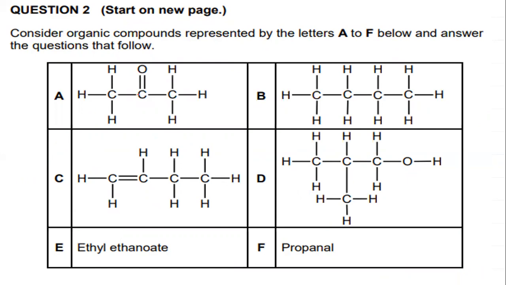So now, they say consider the organic compounds represented by A to F. Okay, so A to F, you can see it's a ketone, it's a butane. It's an alkane. This one is an alkene, it's an alcohol. Then an ester, it's propanol, it's an aldehyde.